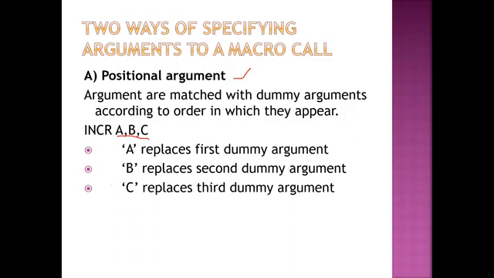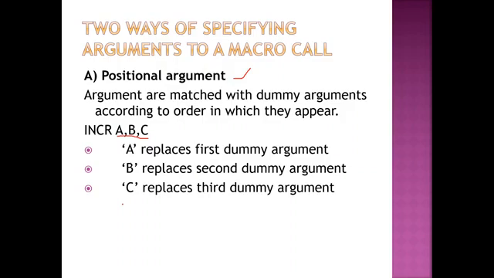So I am saying my dummy arguments are x, y and z. Then whenever I make a call, I will say INCR x, y, z, which means it has to match itself with the actual macro definition. It has to replace ABC with X, Y, Z. So that's how the concept works. It indirectly means A is equal to X, B is equal to Y, and C is equal to Z. So this is the thing.